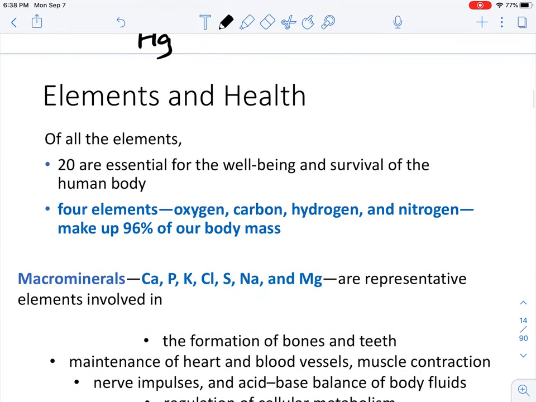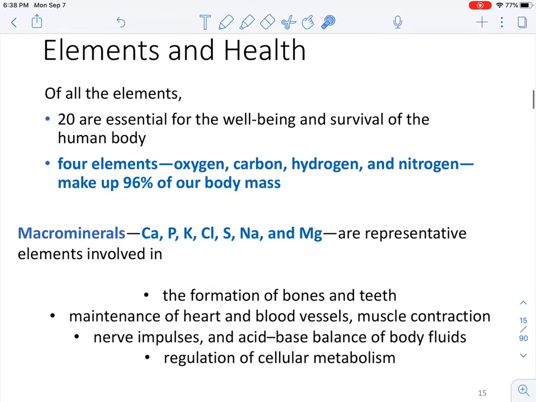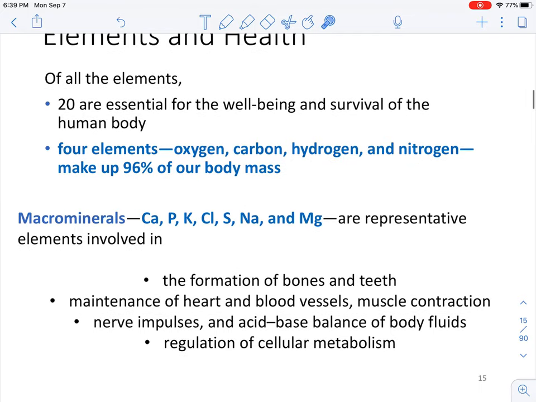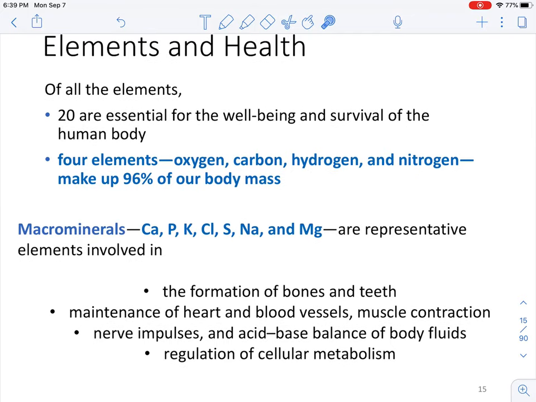And so it looks like there's about 24 elements that are essential for the well-being and survival of the human body. Only four of those elements make up 96% of our body mass. They are oxygen, carbon, hydrogen, and nitrogen. Fun fact, right? And so we have all of these other elements that are considered either macrominerals or microminerals. The macrominerals are calcium, phosphorus, potassium, chlorine, sulfur, sodium, and magnesium.